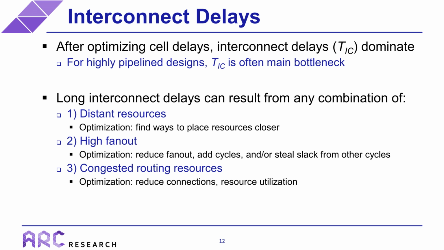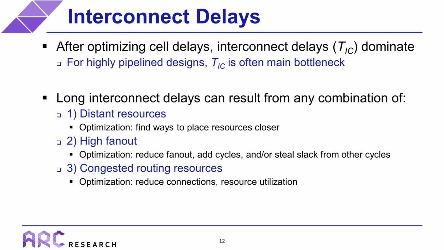So one cause is distantly placed resources, which require long propagation delays across many of the FPGA's routing resources. To solve this problem, we need to find ways to place those resources closer together. A second and very common problem is high fanout, where a single source flip-flop may connect to numerous destination flip-flops. So the typical ways of optimizing fanout are either to reduce the fanout, assuming that's possible, to add cycles to pipeline the fanout, or to steal slack from other cycles. So that's something we saw with retiming, but with fanout, we're going to see it with something called register duplication.